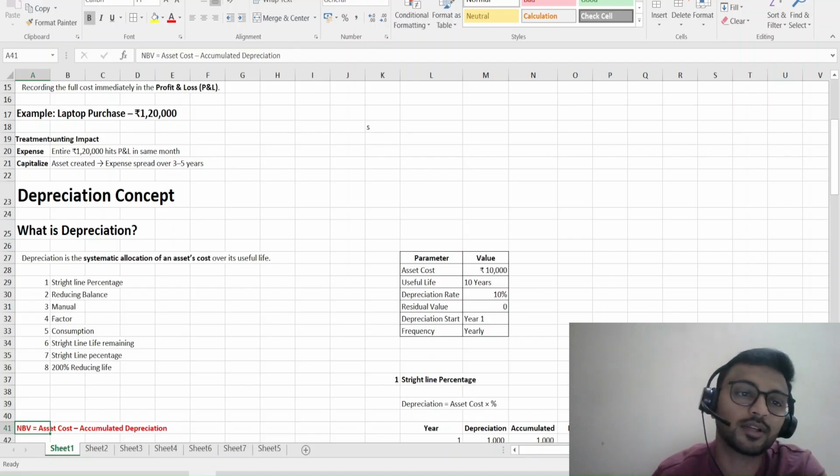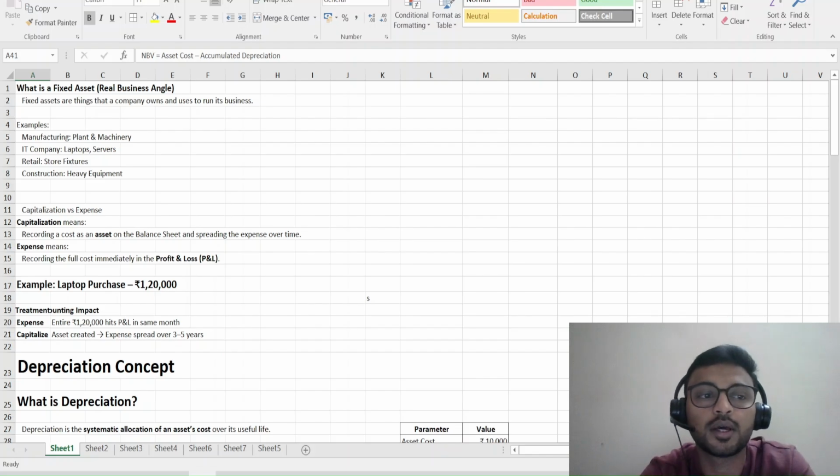So to start with, fixed asset is nothing but when we own something for our business, to run our business, that is called a fixed asset in layman's language. Like if I'm in the manufacturing industry, my plant and machinery is my fixed asset. If I'm in IT, my servers and laptops are my fixed asset. Similarly, in every industry there is a different fixed asset. So whenever we buy something, we have two options. One is to capitalize and one is to expense out.